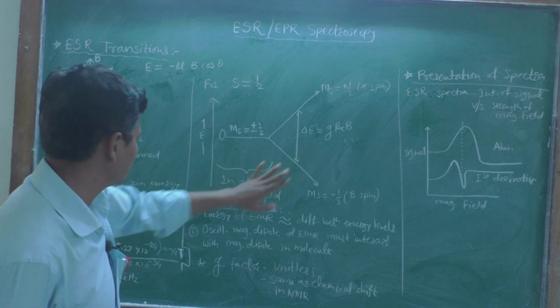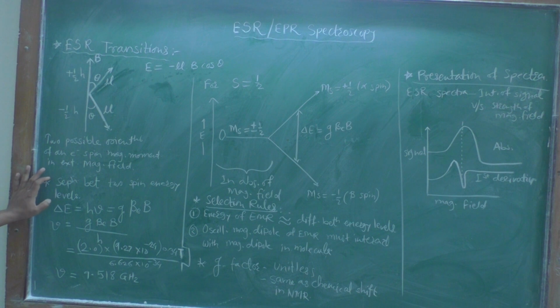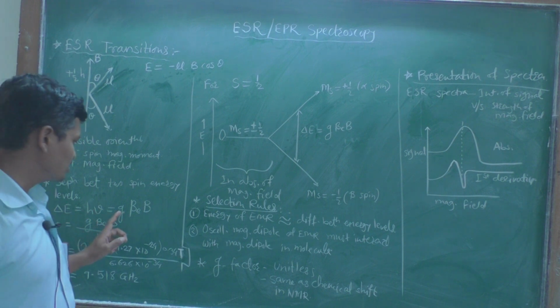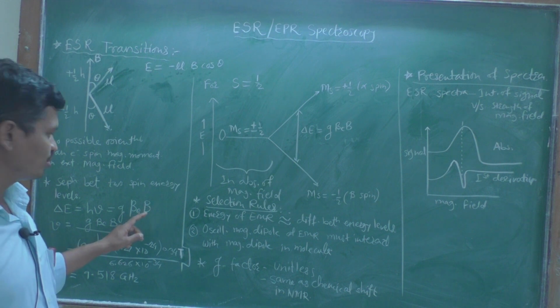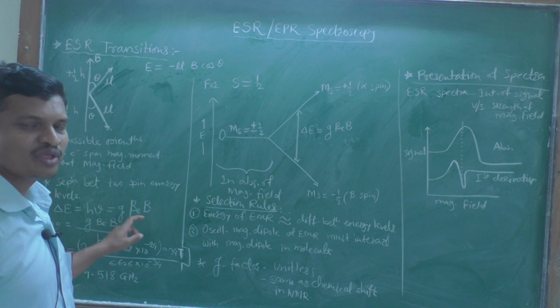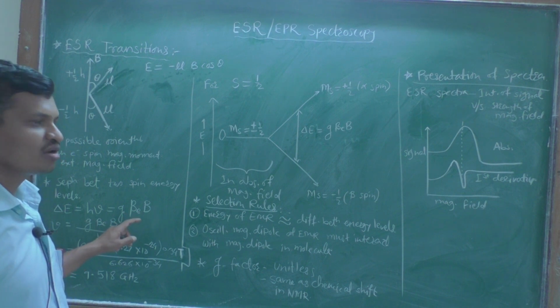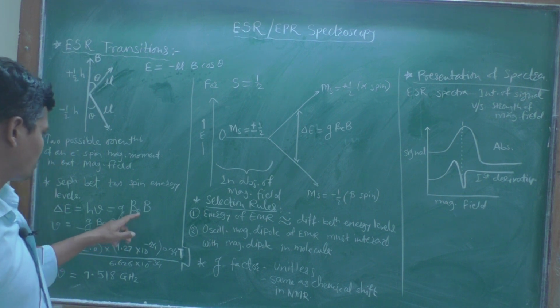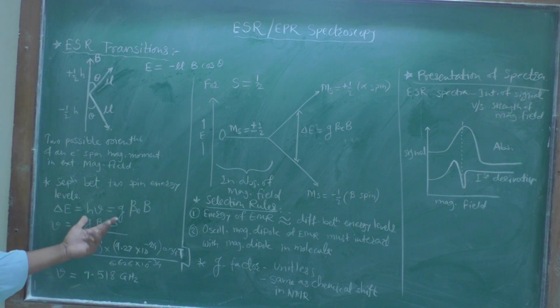So how is it obtained? It is obtained by this equation, delta E is equal to h nu. This is the simple relation, delta E is equal to h nu is equal to g beta_e B, where beta_e is nothing but the Bohr magneton of the electron. Rearranging this equation, we get nu is equal to g beta_e B upon h.